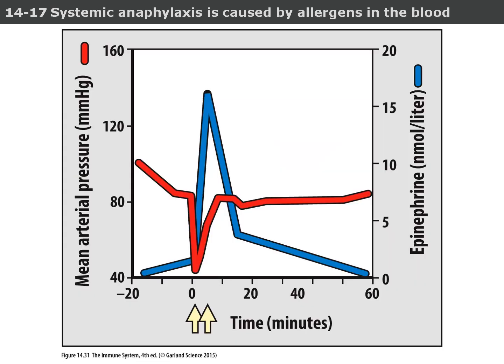Following antigen exposure, marked by arrows, there is an immediate sharp decrease in mean arterial pressure (red line) and a rapid spike in plasma epinephrine levels (blue line). The body's natural release of epinephrine temporarily restores blood pressure toward normal. However, after this brief recovery, both blood pressure and epinephrine levels decline again, requiring clinical intervention if untreated. This graph highlights the urgency of recognizing and treating anaphylaxis quickly, often with epinephrine administration.